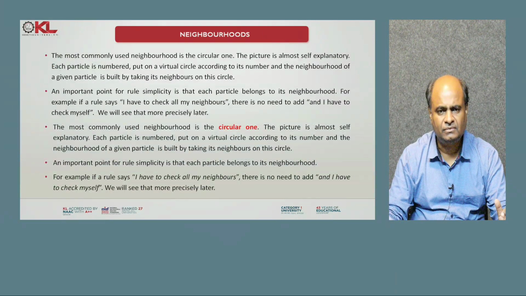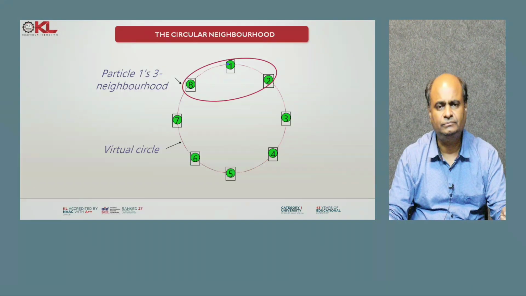Another one is the circular one. In the circular one, the particles are in a circle, they are related to each other, and the nearest neighborhood is your circular neighborhood, that is your left side and right side. So every particle has a left and right. Based on the circular neighborhood, every particle is related to each other.